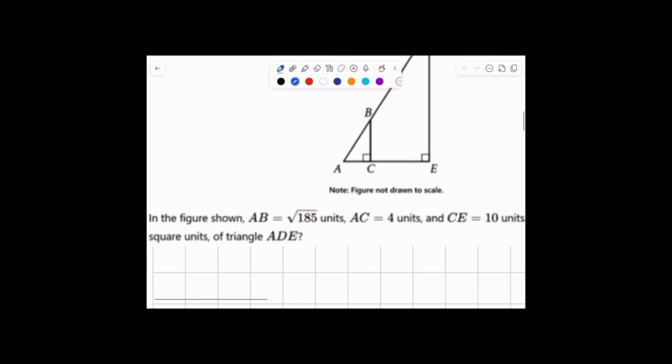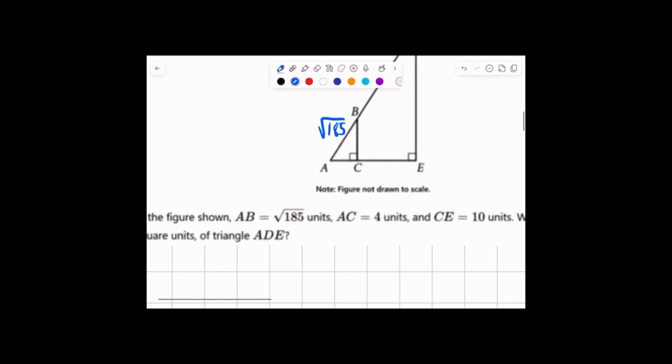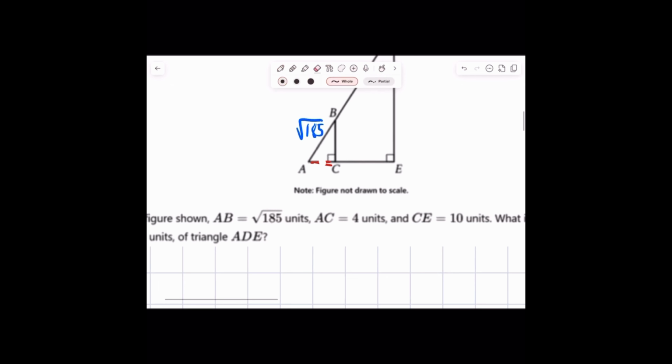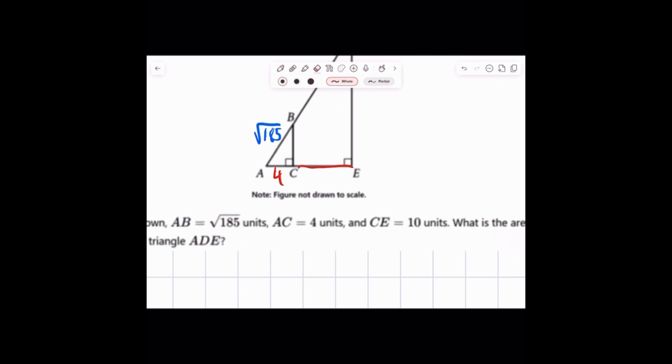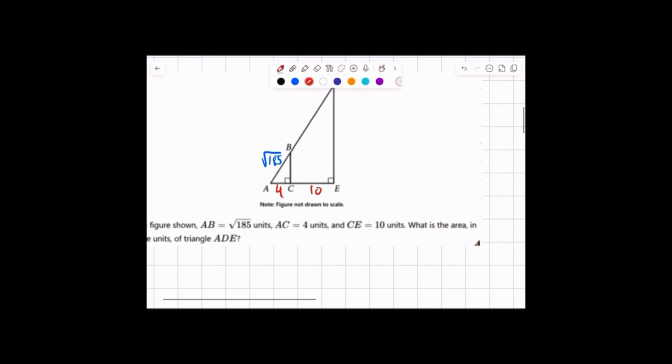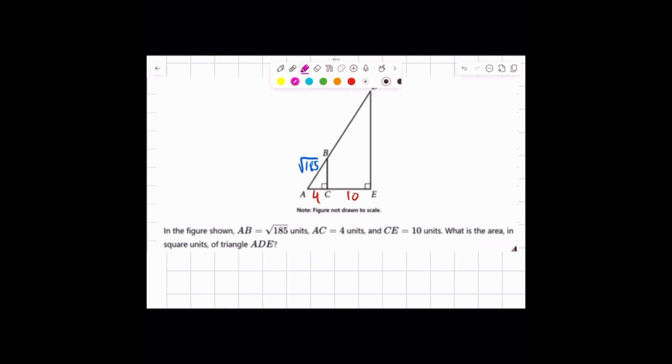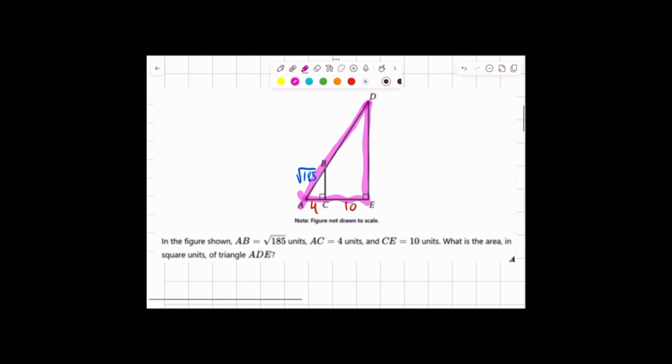In the figure shown, AB, which is this side, is equal to root 185. And AC, which is this side over here, is equal to 4. CE, over here, is equal to 10 units. What is the area in square units of triangle ADE? So this triangle over here. Well, first off, I like to find out every side possible before we get into any assumptions.